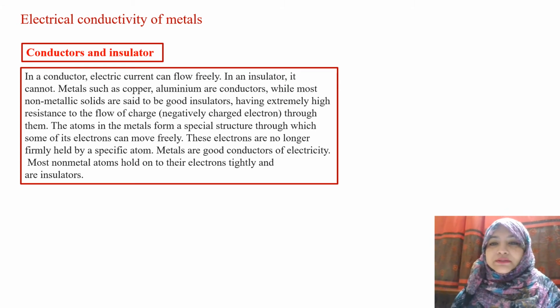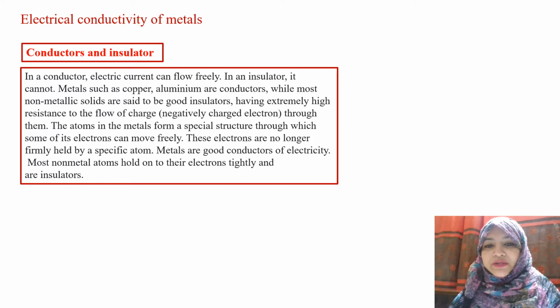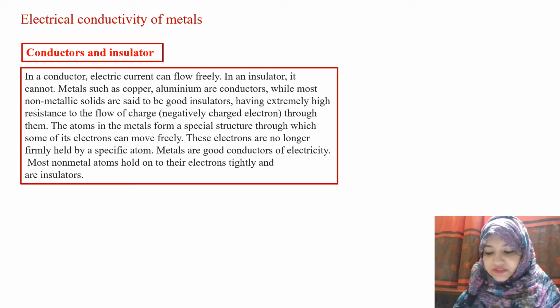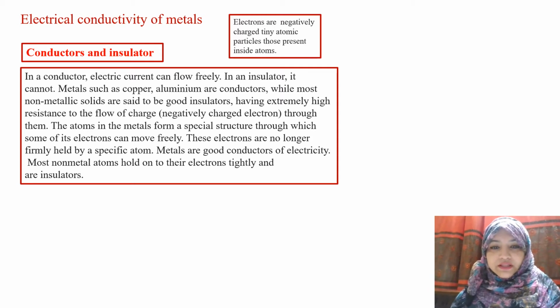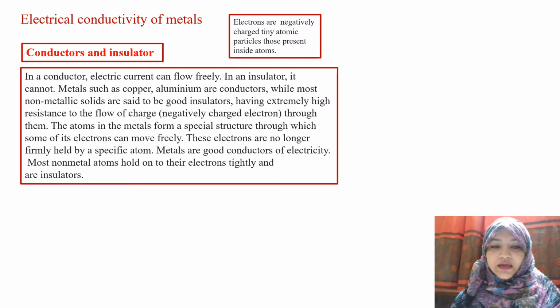And we know electricity is the flow of electrons in a wire or in a metal piece. That means electricity is the flow of electrons. We know electrons are negatively charged tiny atomic particles present inside the atoms. And the atoms in the metals have a very special structure.